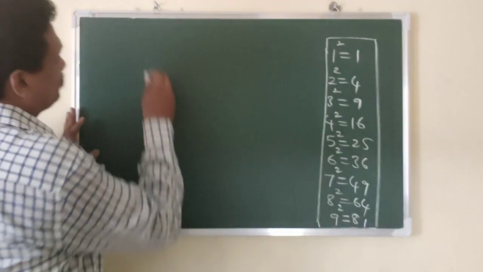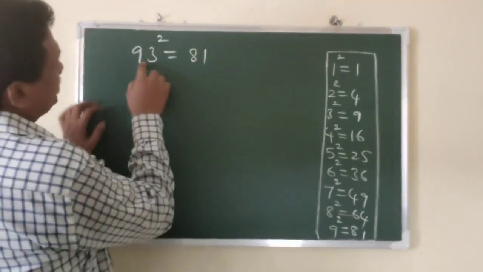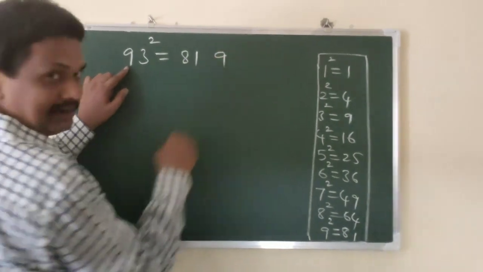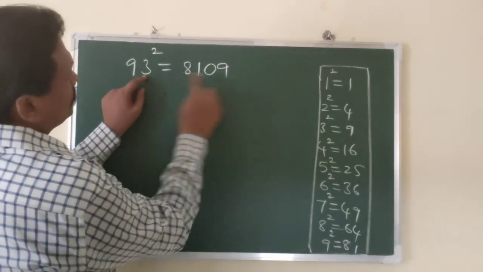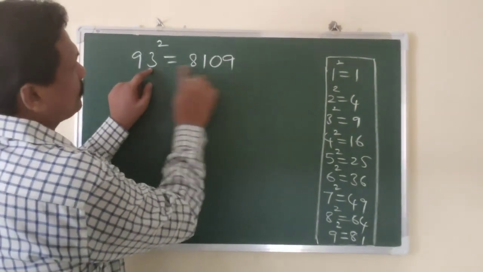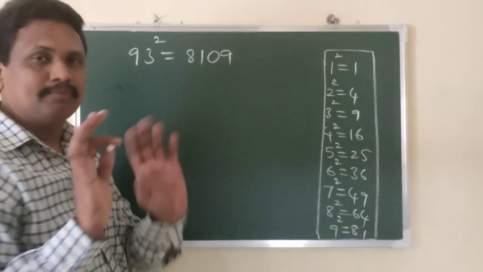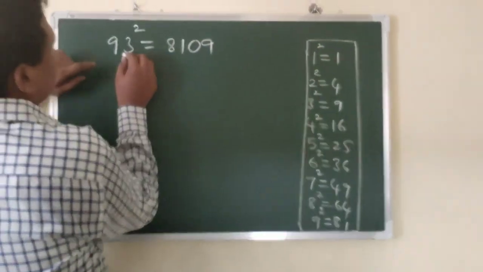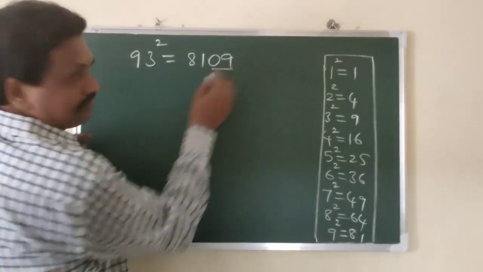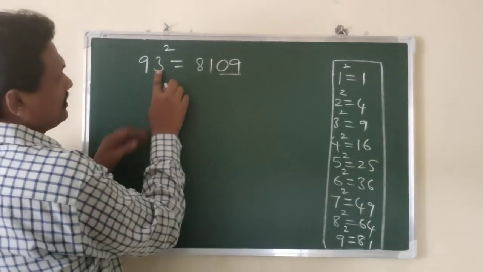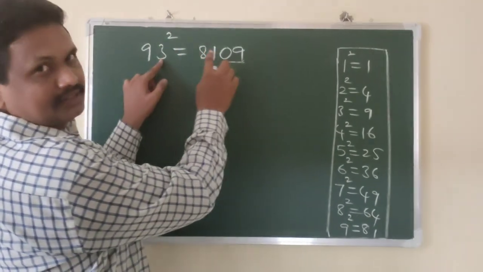For example, you want to find 93 square. 9 square is 81. 3 square is 9, but don't write 9; you want to write 09. That is the only exception. Suppose 2 is there: 2 square is 04. If 1 is there: 1 square is 01. That's all; everything else is common. Remember that carefully. 3 square is 9, but here two digits are required. So 1 square is 01, 2 square is 04, 3 square is 09.